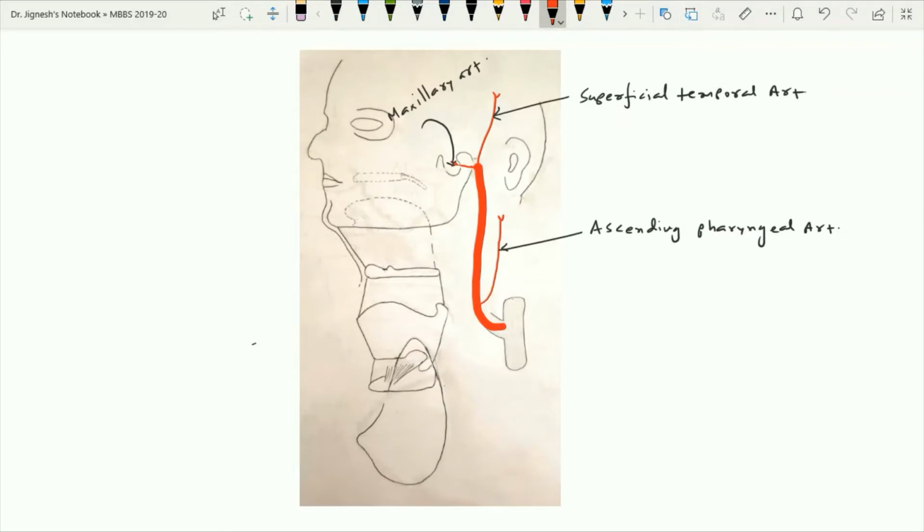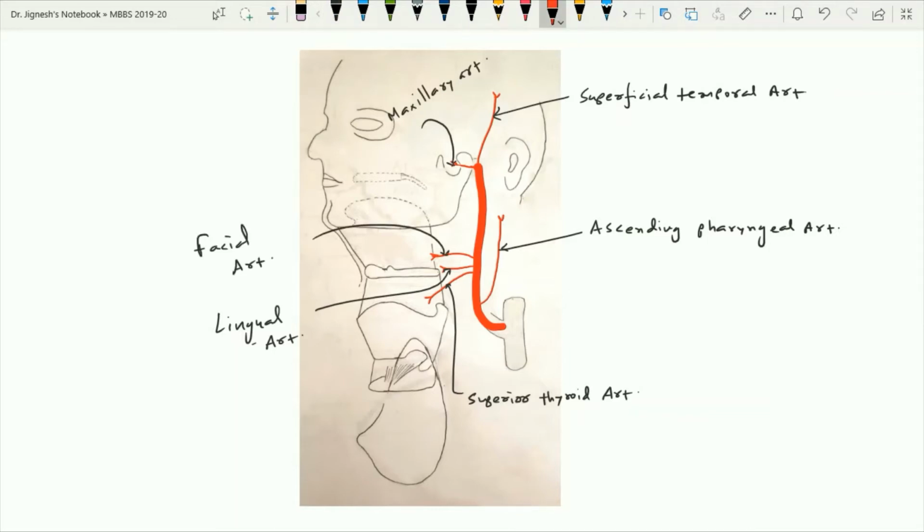Three branches arise from the anterior aspect of this external carotid artery. One of them is the superior thyroid artery, which arises just below the level of the hyoid bone. The second branch from the anterior aspect is the lingual artery, which arises at the level of the hyoid bone. And the third branch from the anterior aspect arises just above the hyoid bone, and this artery is the facial artery.